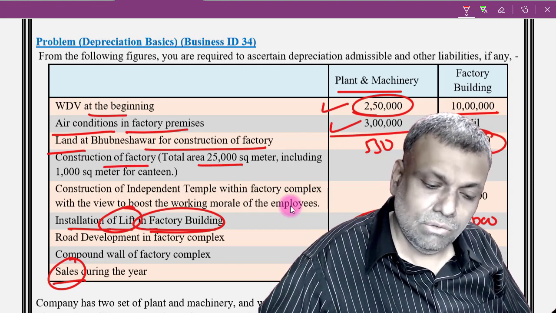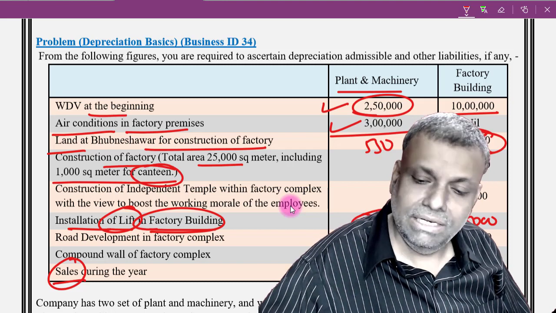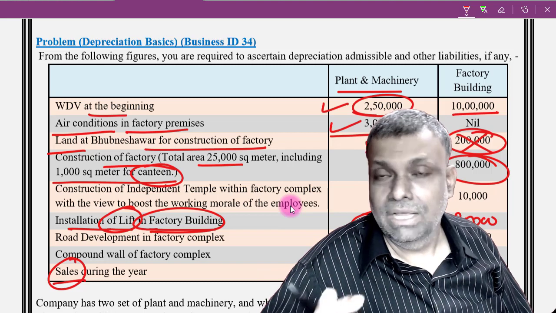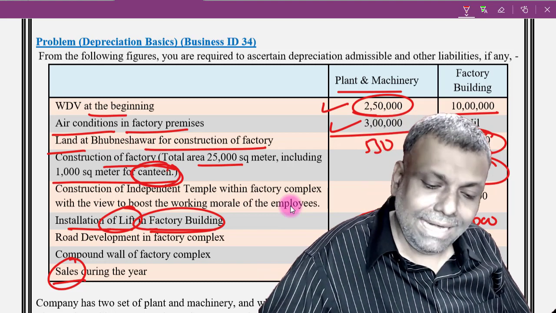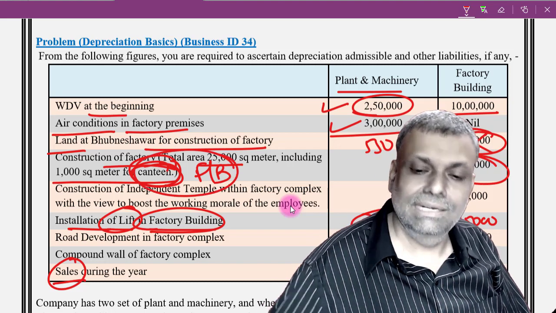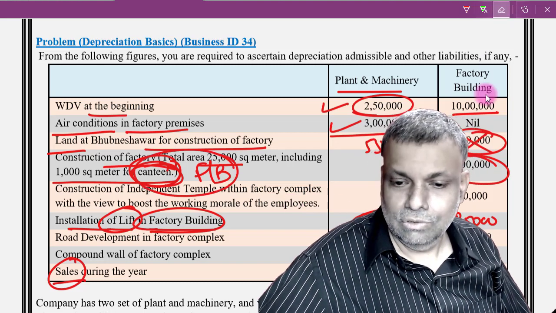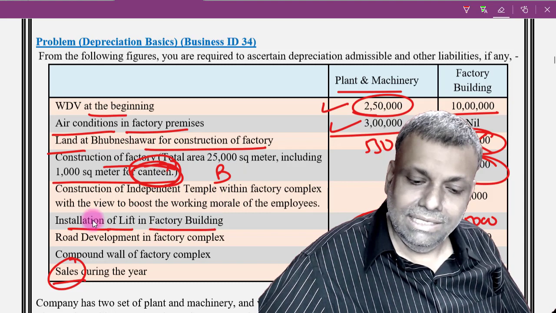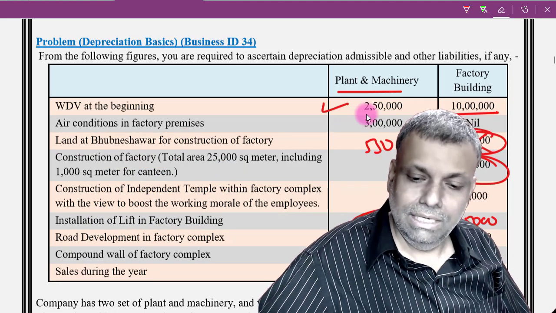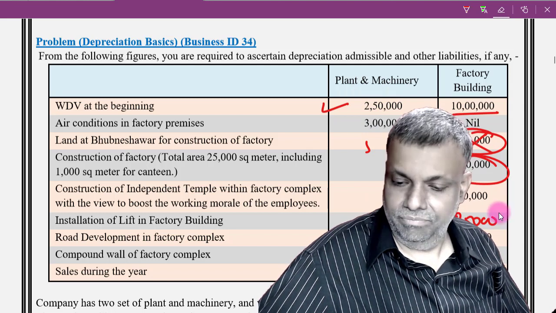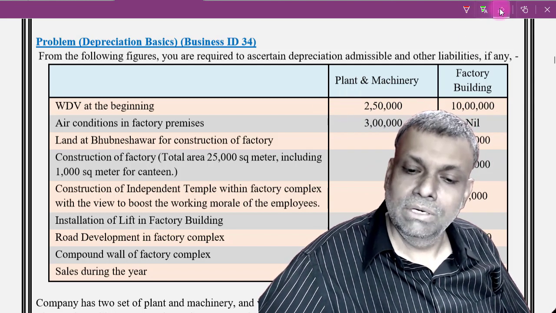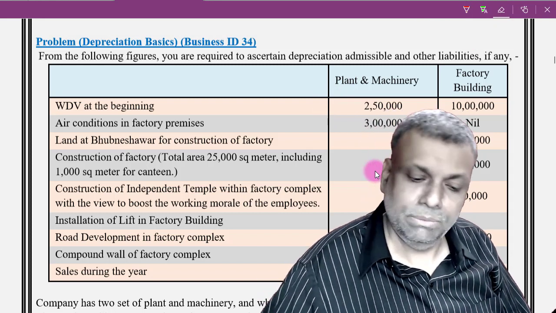Total area is 24,000 square meters, including 1,000 square meters of canteen. So in this 8 lakh rupees, there is a building and some portion of the building is a canteen. Can I say the canteen is also a factory building? That is the question. The courts have already stated that a canteen which is part of the factory building will in reality be a part of the factory building. Supposing it was a canteen of office premises, then the treatment of the canteen premises will be the same as the office premises.